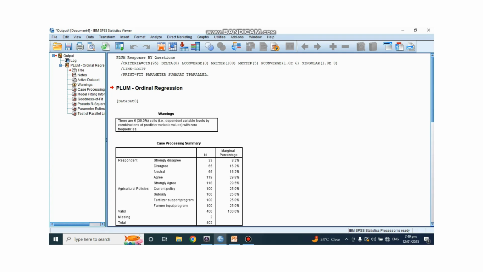Also, we notice that the current policy has a negative effect, while subsidy has a positive effect on prices. The fertilizer support program has a minor negative effect. So in conclusion, we can say that our results support the hypothesis that agricultural policy significantly impacts maize market prices.